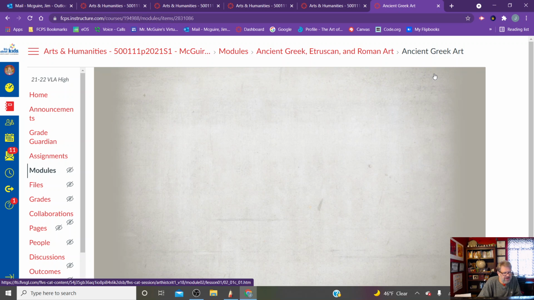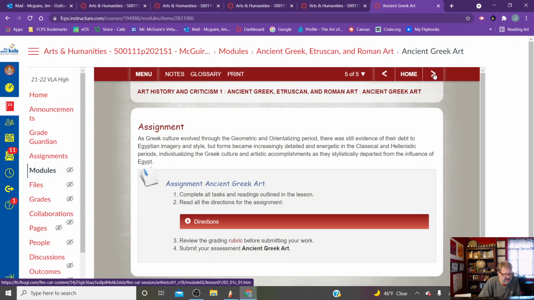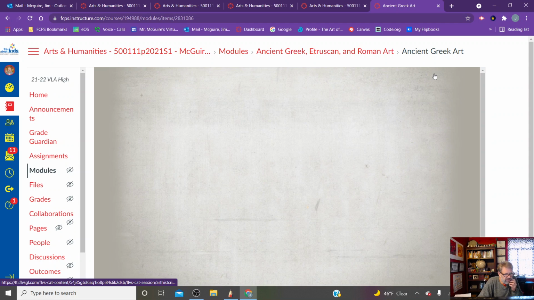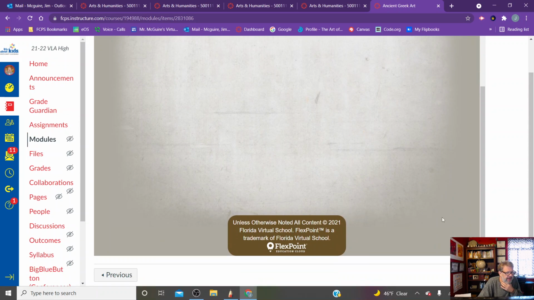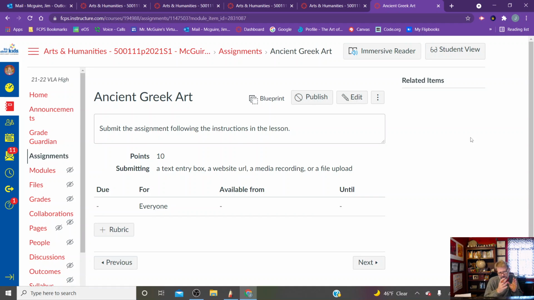When we look, there's not a lot about orientalizing the art. Honestly, it's going to be mostly about the stylistic cues that specifically identify those different time periods.